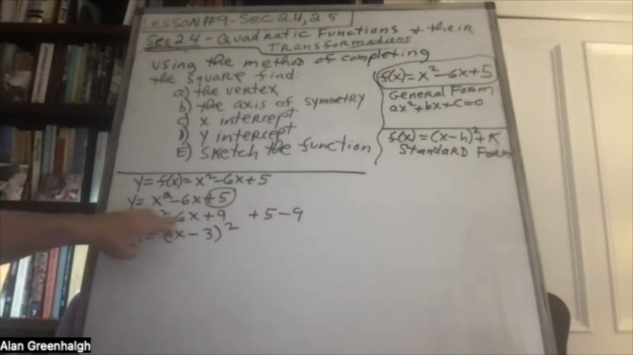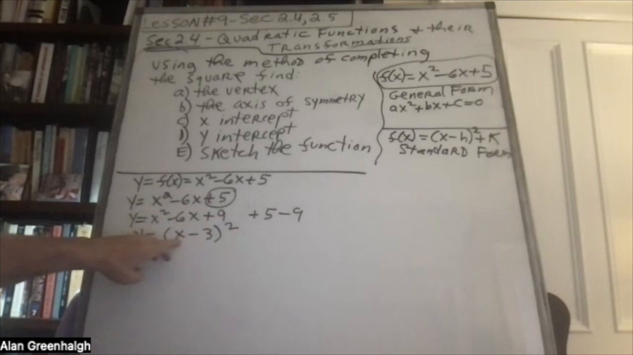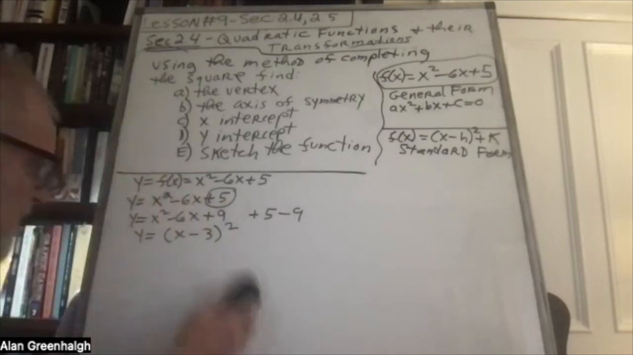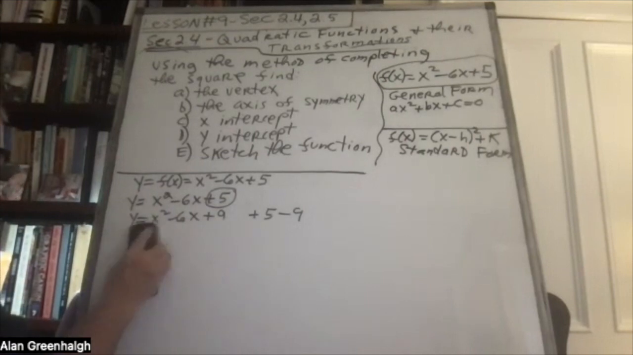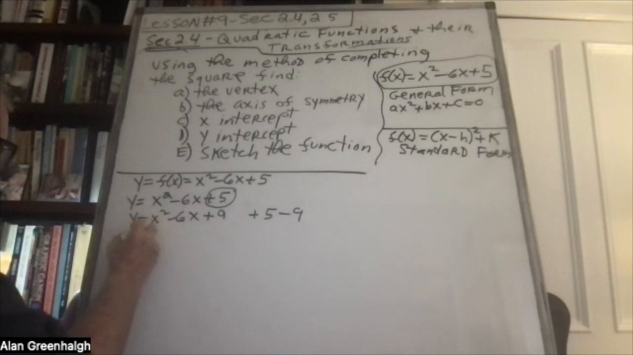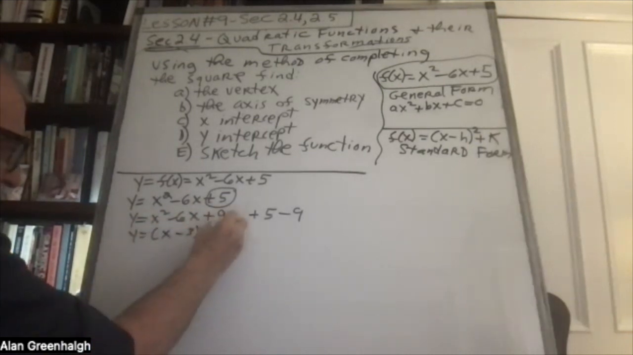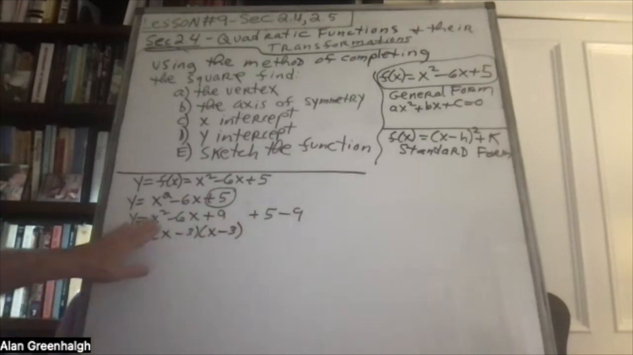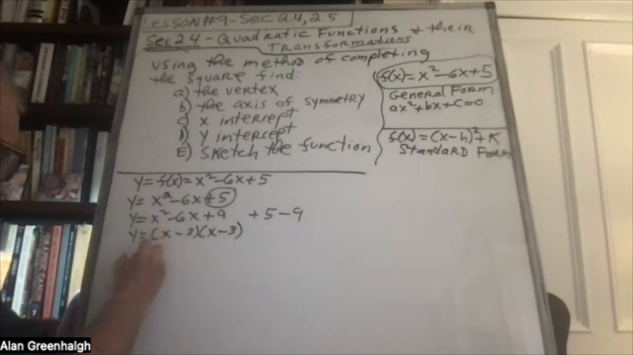This can be factored into this. Actually, let me go one more step, just so people may not understand that. So what I did was I factored this into x minus 3, x minus 3. If you were factoring a trinomial, how would it be factored? Like this, but this can be written as x minus 3 squared.